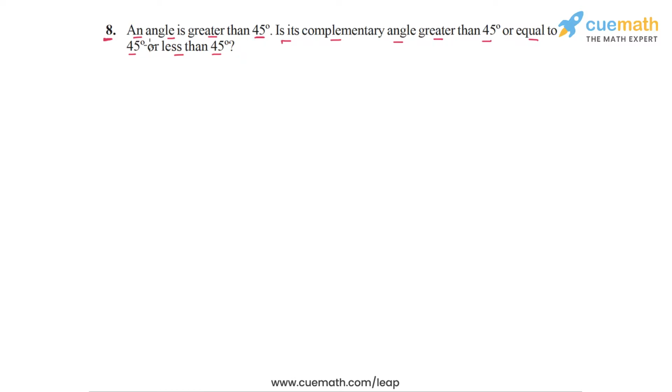Let's say that the original angle, which is greater than 45 degrees, is represented by x degrees, and its complementary angle is represented by y degrees. Now, what is the meaning of the word complementary? Two angles are complementary when their sum is equal to 90 degrees. So the sum of x and y should be equal to 90 degrees.